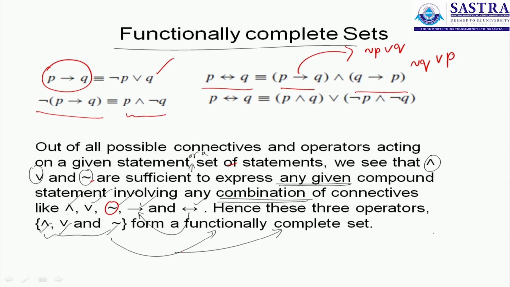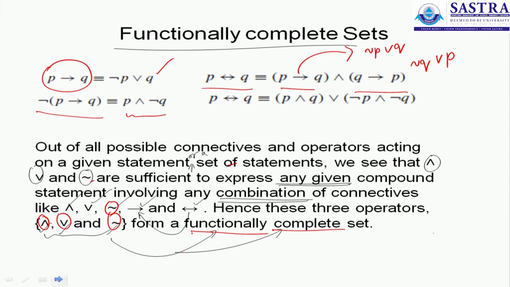So you can write any compound statement involving either a biconditional or a conditional only using these 3, and hence the set of these 3 operators and connectives is what we call a functionally complete set. You don't need anything else. Everything else can be expressed only in terms of these 3, but you need all 3. You cannot do away with any 2 of them or any 1 of them. You need all of them to express every other formula. That's why you call them functionally complete sets.